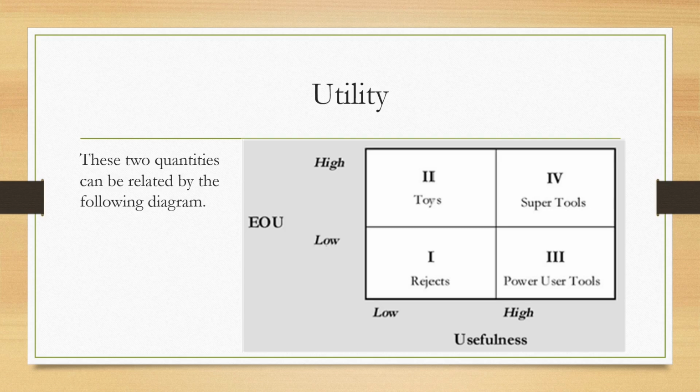So if something has low ease of use, it's difficult to use, and low usefulness, no one's going to use it. It's a reject. Whereas if something is maybe not very useful, but has a high usability, it might be a toy, like a game. If something has a high usefulness and a high ease of use, then it's a really useful tool. People can achieve their goals successfully and easily.